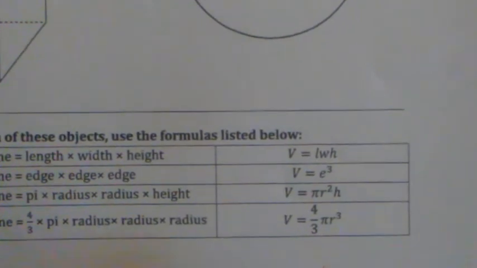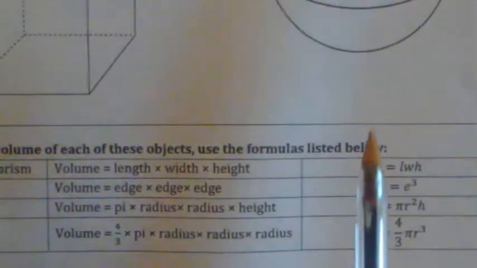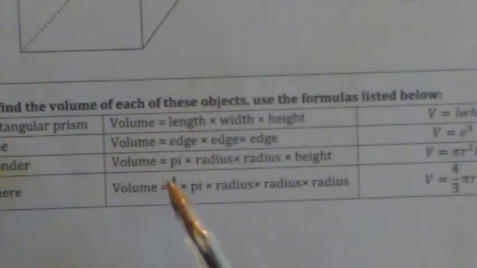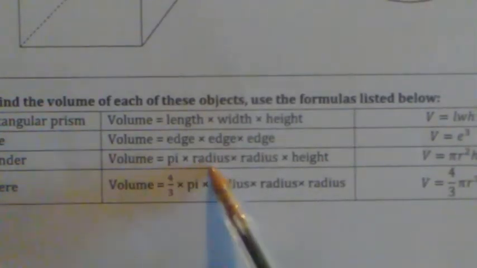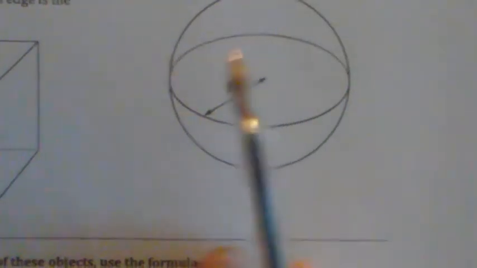Edge cubed. Okay. Moving on to the cylinder. Now cylinder, let's see what they give us for an equation. Here's the cylinder. Volume equals pi times the radius times the radius times the height. Pi r squared h. Let's look at that.